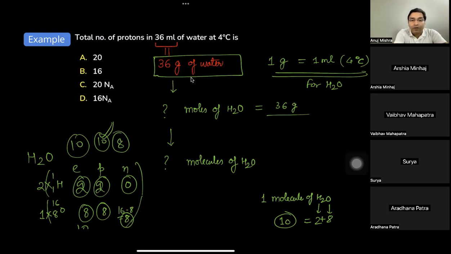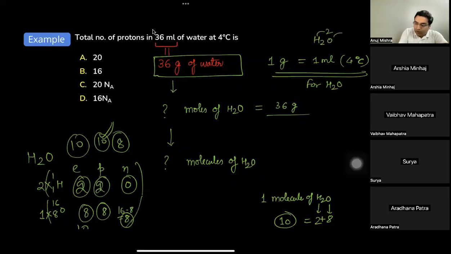Everyone? 18 what? H2O. 2 plus 16, 18. 18 what? 18 gram per mole. Yes or no? So if it is 18 gram per mole, and if I divide 36 by 18 gram per mole, can we say we get 2 moles?